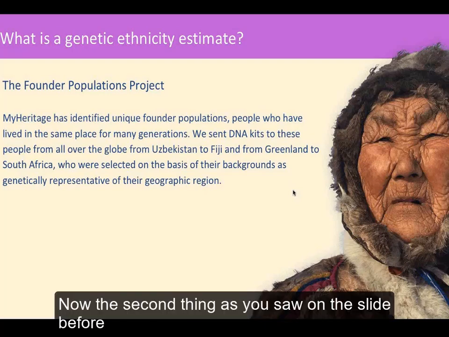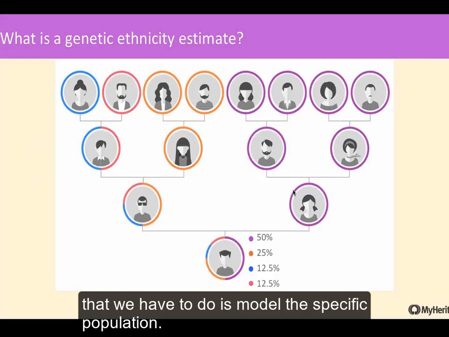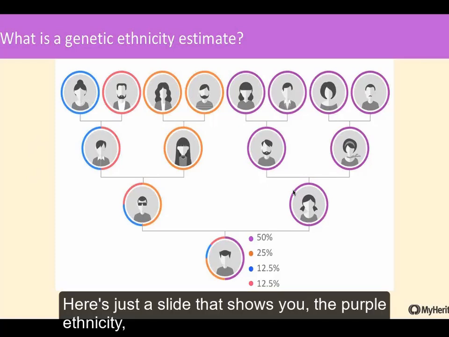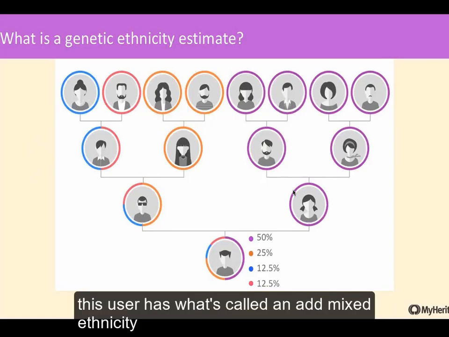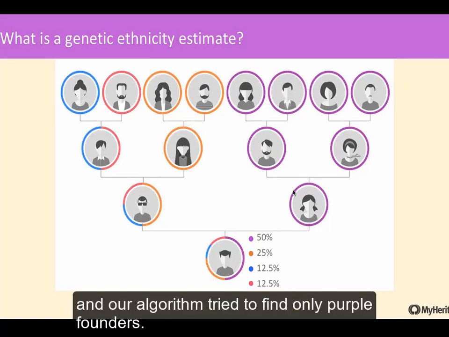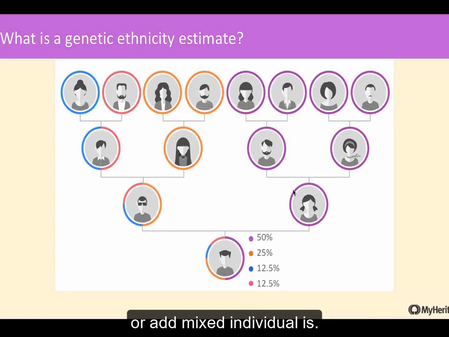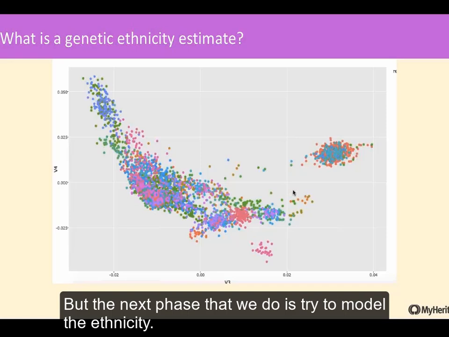Now the second thing, as you saw in the slide before, that we have to do is model the specific populations. Here's a slide that shows you the purple ethnicity, whatever it is, a founder, and on the other side of the family, this user has what's called an admixed ethnicity, meaning he comes from different ethnicities, and our algorithm tried to find only purple founders. It's just to help understand what a founder or admixed individual is. But the next phase that we do is try to model the ethnicity.